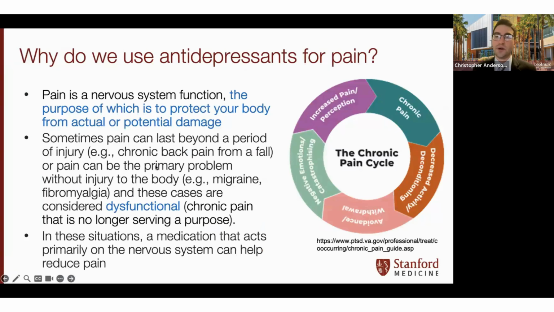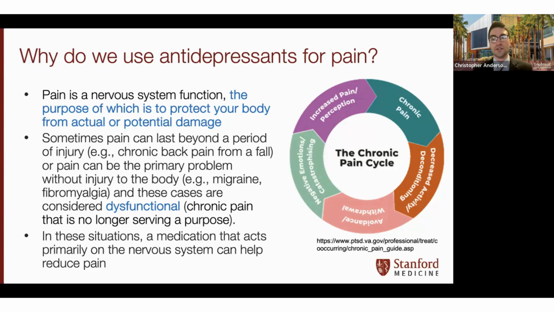So why do we use antidepressant medications for pain? Importantly, pain is a nervous system function, and the purpose of which is to protect your body from actual or potential tissue damage. But sometimes pain can last way beyond a period of injury, like chronic back pain after a fall, or sometimes pain itself can be a primary problem without any clear injury, which is the case for patients who have migraine or have fibromyalgia. The pain in all of these cases is considered to be dysfunctional because the pain signals are no longer serving their intended purpose of protection.